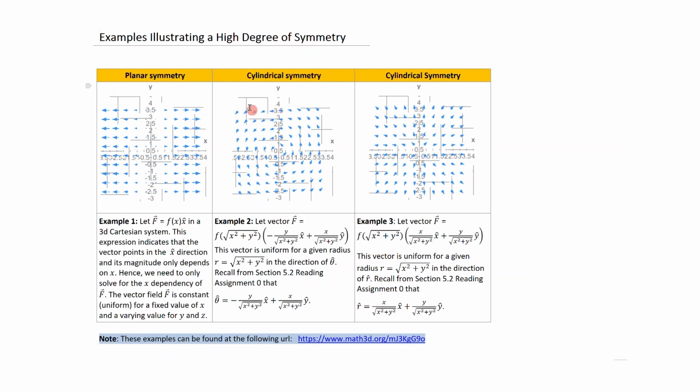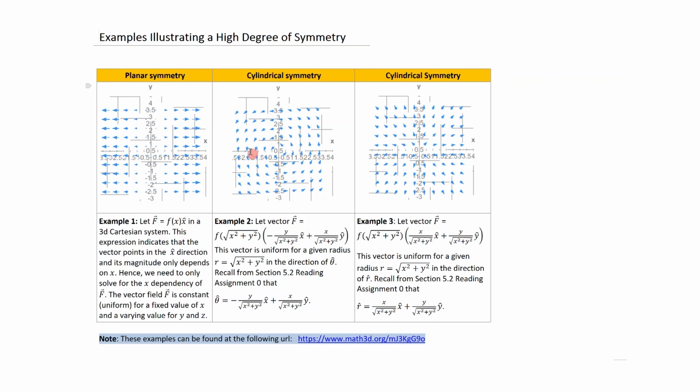All right, so let's look at some examples illustrating a high degree of symmetry: planar symmetry, cylindrical symmetry. This is also cylindrical symmetry. In this case, again, we're only dealing at the moment with the xy plane. You can see that the field is only pointing along one direction, either the minus x hat direction or the x hat direction. And so here you'll see that F is a function of x, in the direction of x hat. The fact that we've got this in the direction of one unit vector and only a function of one variable satisfies the condition of symmetry that we alluded to in a previous slide.